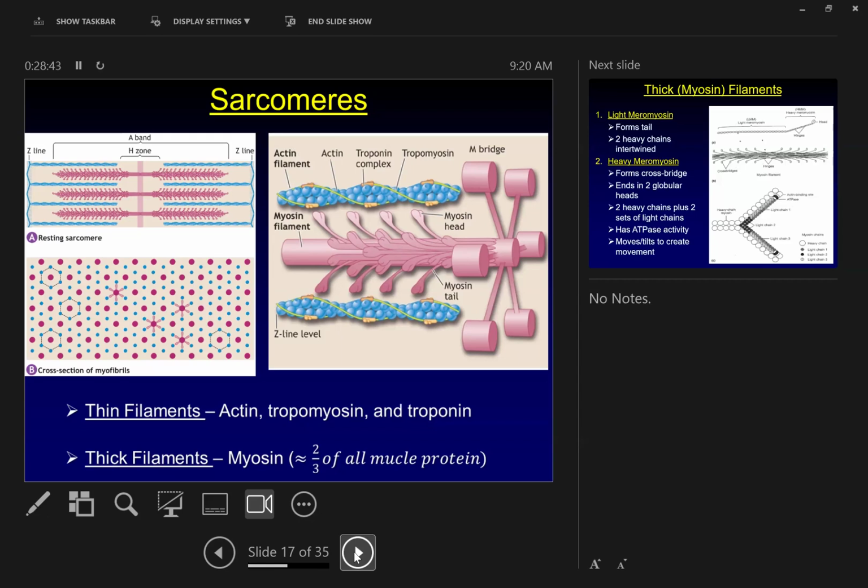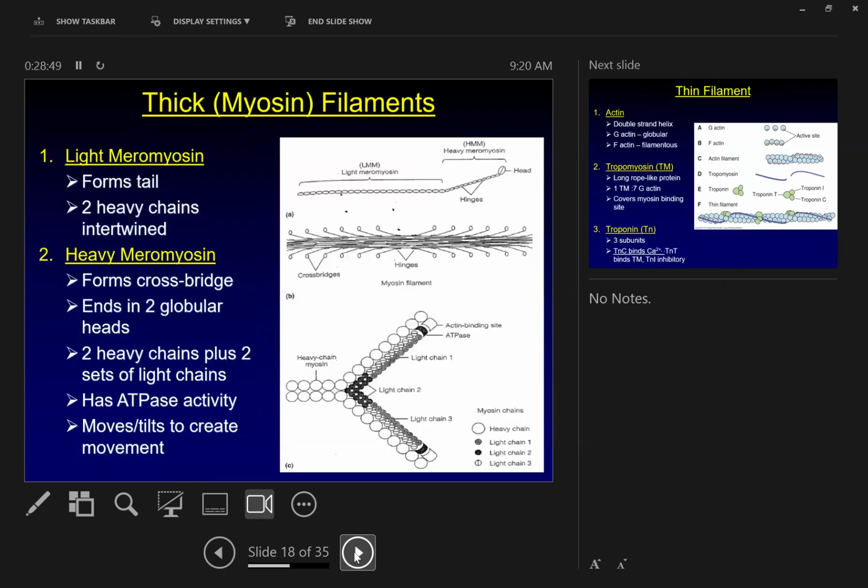Okay. I'm going to show you a little bit about myosin, then we're going to talk a little bit about some regulatory proteins on actin, and then we'll get into fiber type. All right. I'm going to tell you about this, and I do not want you to fuss over what light versus heavy meromyosin is and all of that. I show you this because I really just want to make you aware of a couple of things that are happening on the myosin molecule itself.